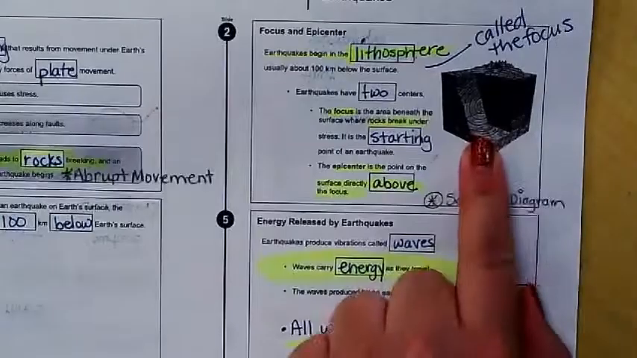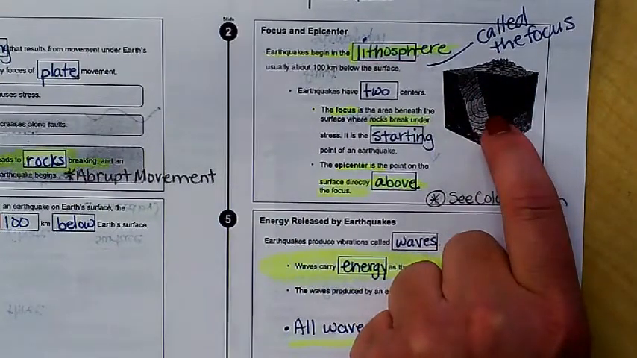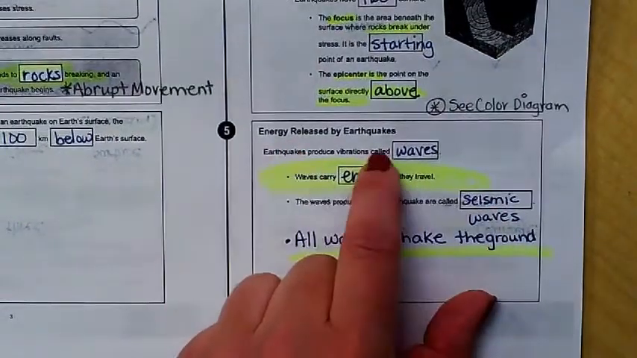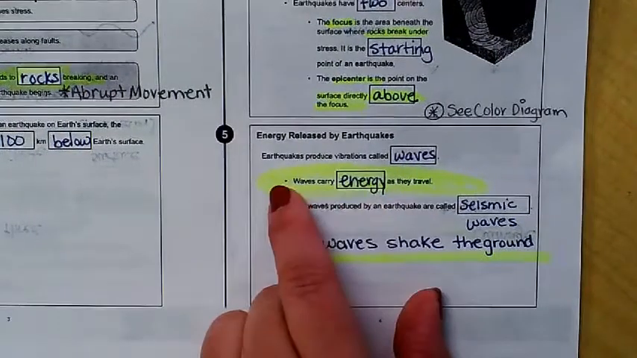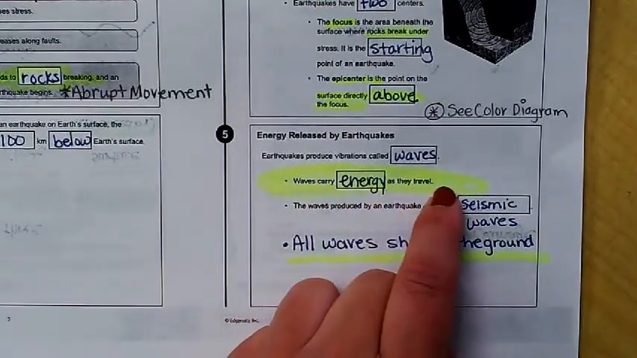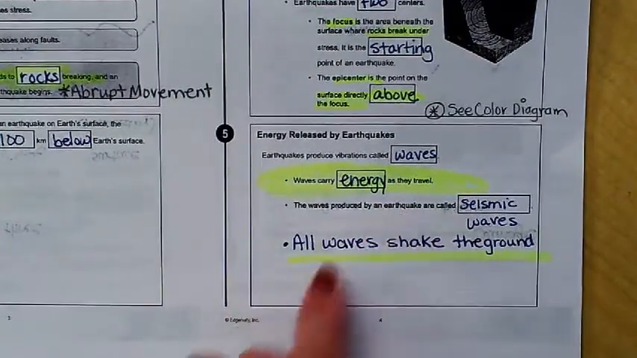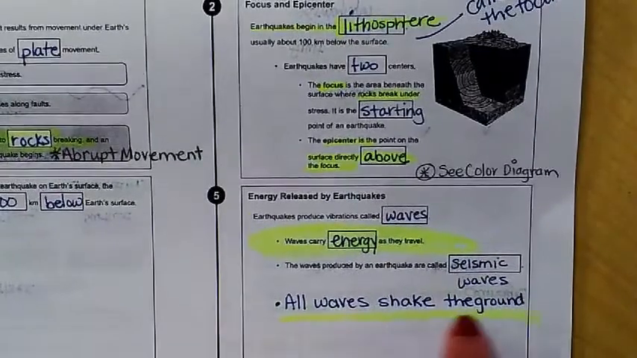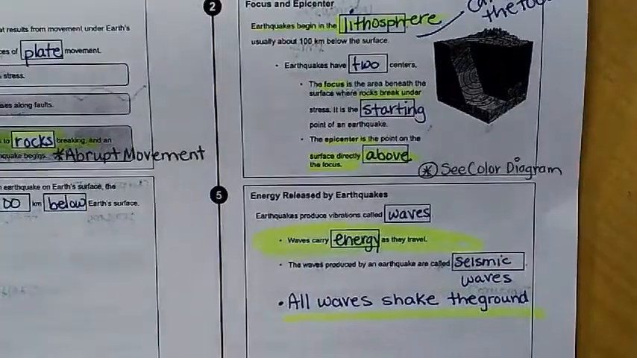Notice from this picture, you can see these waves, these lines, these circles coming out. We call those the seismic waves. Those are the waves produced by the earthquake, the energy that is traveling, because remember, waves carry energy as they travel. We call them seismic waves when they're produced by an earthquake. All of these waves shake the ground as they go outward from the focus. That vibration shakes the ground.